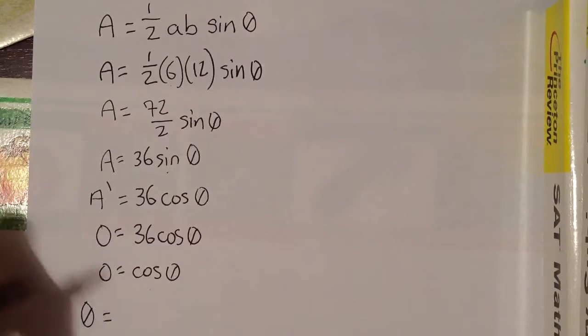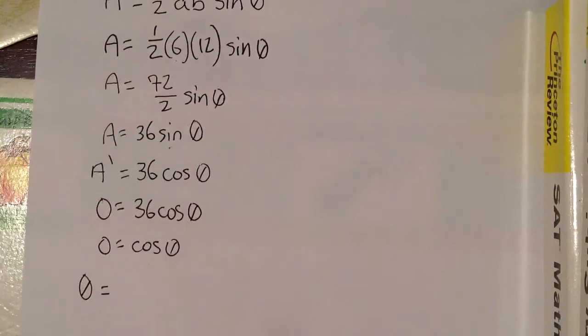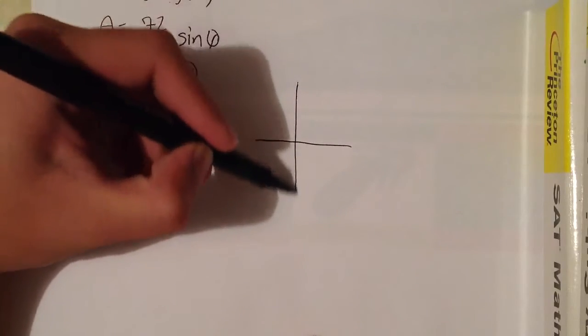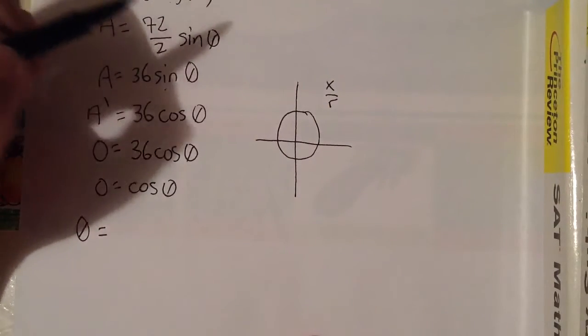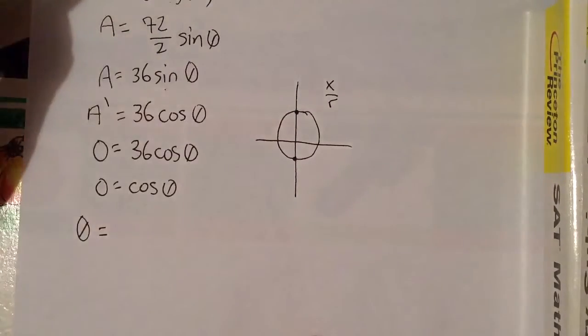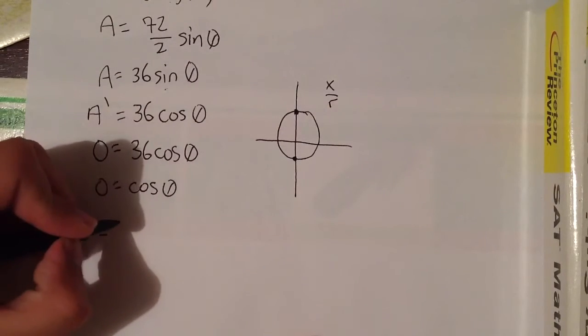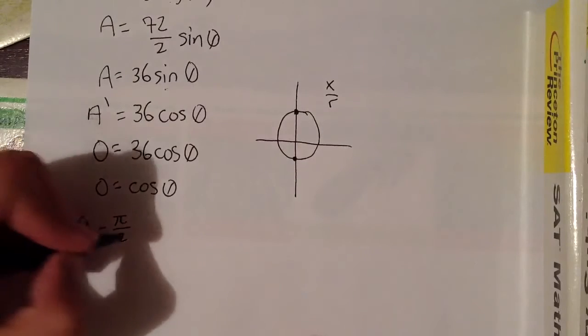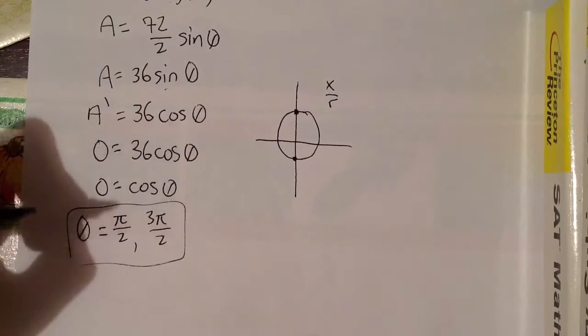So we have to figure out which angle will make cos theta equal 0. And then we can use the unit circle to figure that out. Cos is x over r. So when does cos theta equal 0? At these 2 points, because the x is 0 at these 2 points. So we have pi over 2, comma, 3 pi over 2. Those are the two values.